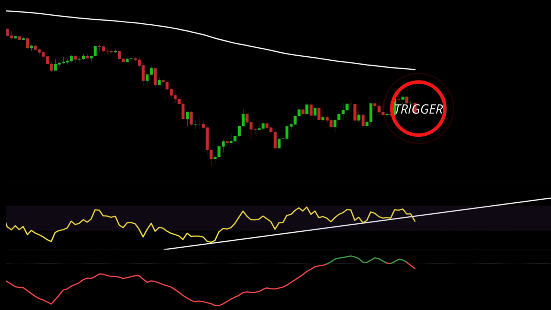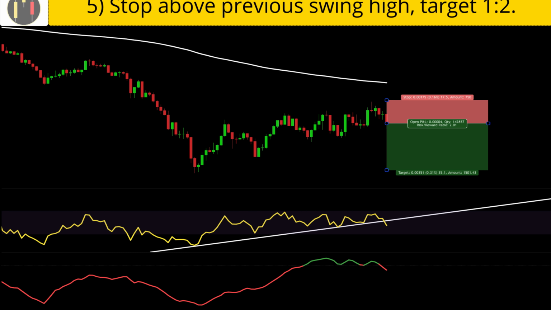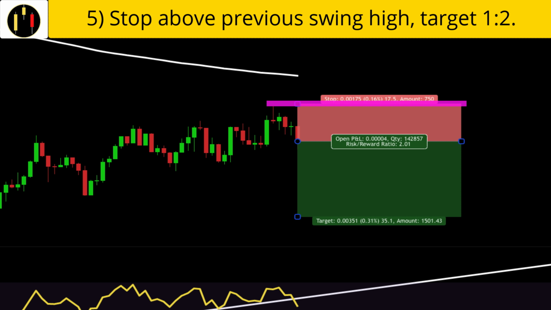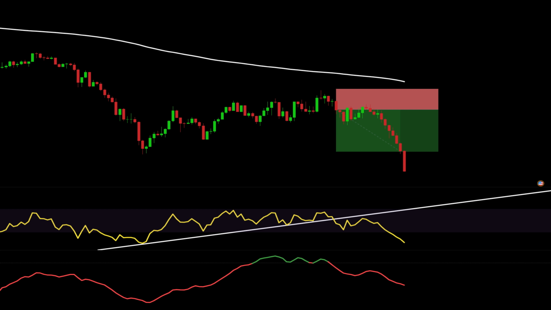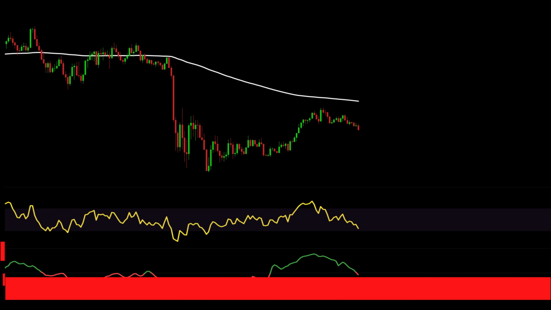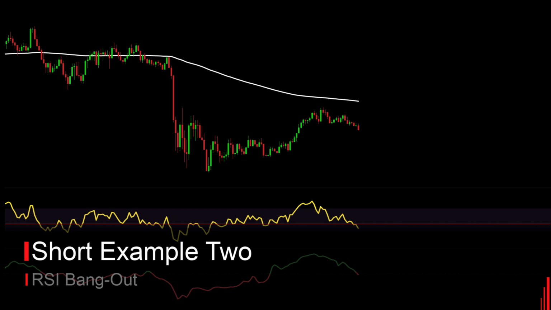All of that happens on this candle here. That is our trigger candle. The stop is placed at the top of the previous swing high and the target is 2 times risk. And this example hits the target. I'm going to show you one more quick short example.